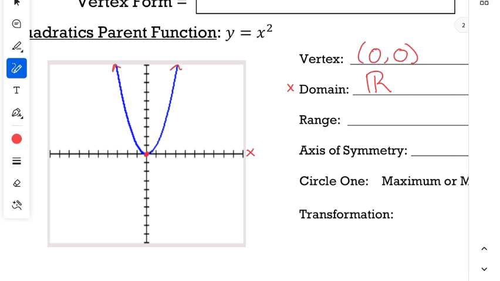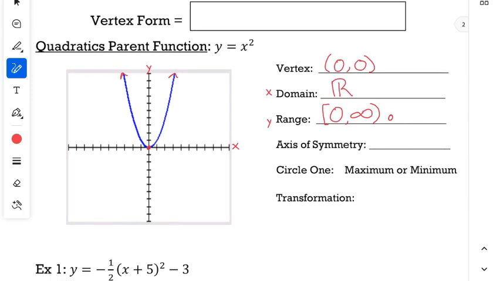And then our range. Our range is our y-axis. Label your y-axis. It's your bottom to top. So the lowest that this goes is at the vertex, 0. And then it goes on to infinity. So we could write this as 0 to infinity. And we use a bracket when it's included. So bracket 0, infinity with a parenthesis. Or an easier way to write it is y is greater than or equal to 0, because it's at 0 or greater.